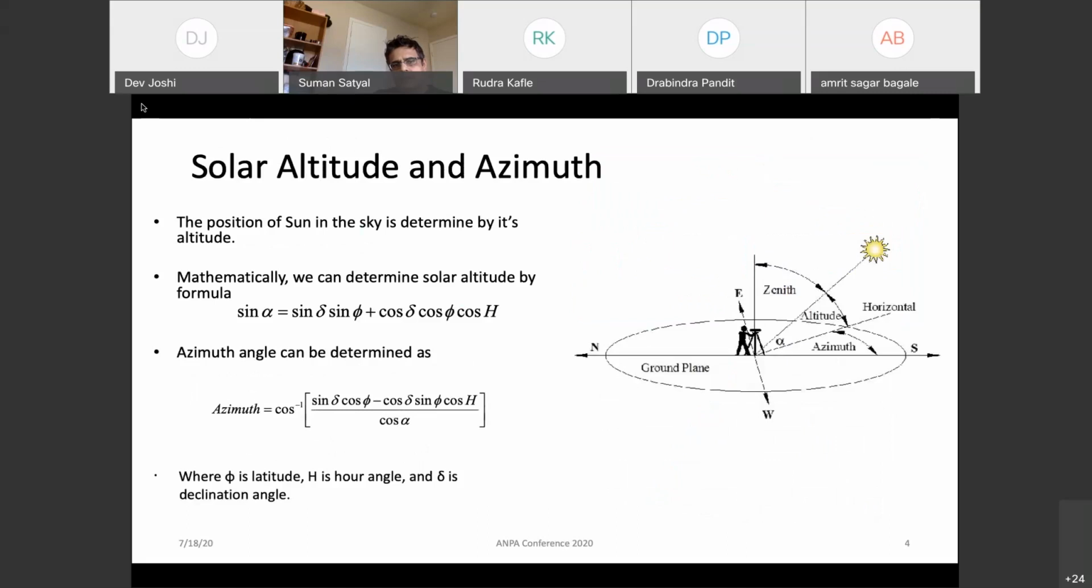Altitude is denoted by alpha, and it is the position of the sun rising. The value of the altitude can be found from this formula, and the azimuth can also be calculated from the given formula. Here delta is the declination angle, phi is the latitude, and capital S is the hour angle.